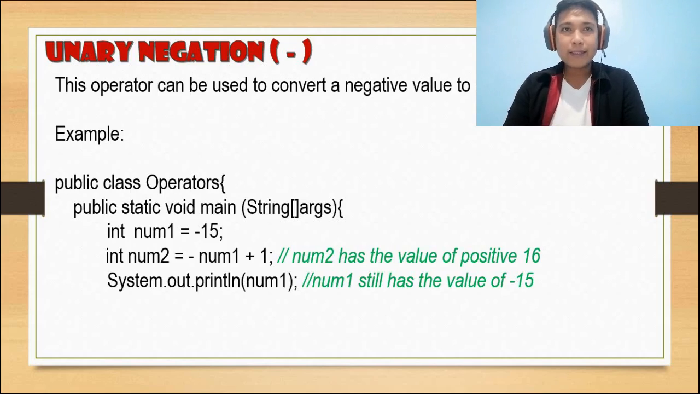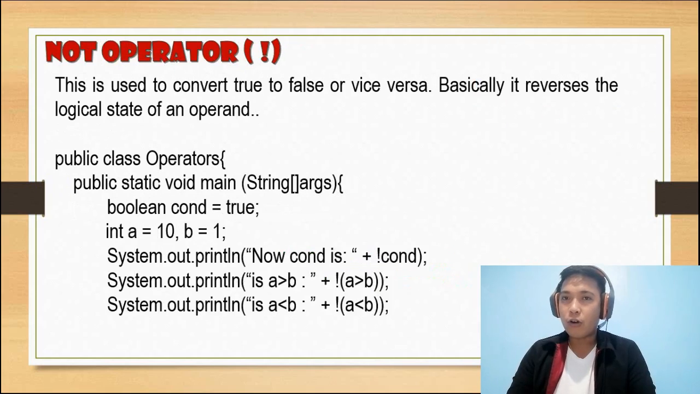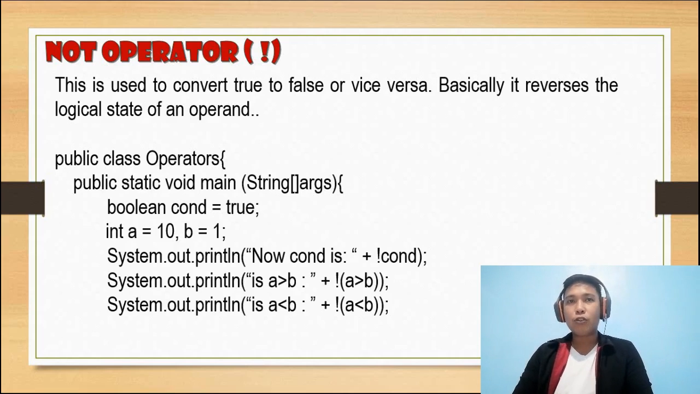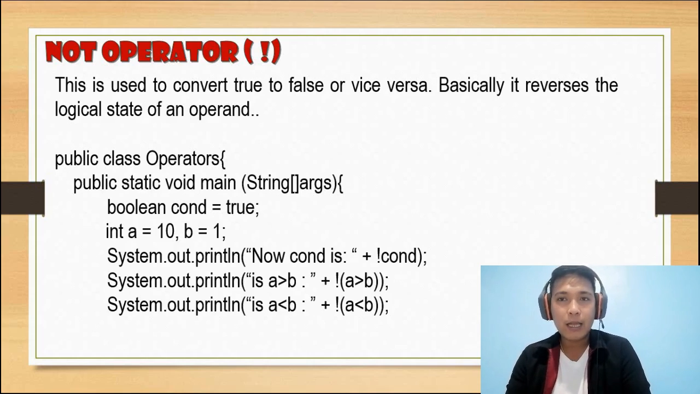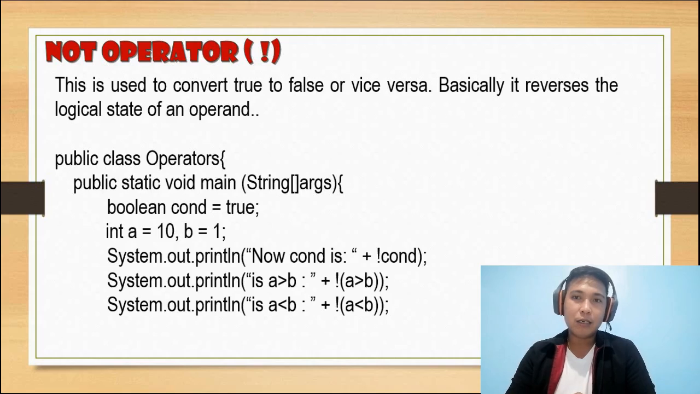The next is the not operator, or the sign of exclamation point. This is used to convert the Boolean state from true to false or false to true, or vice versa. Basically, it reverses the logical state of an operand. Meaning, if we have a condition that is true and we use the not operator, from true it becomes false, and from false it becomes true.